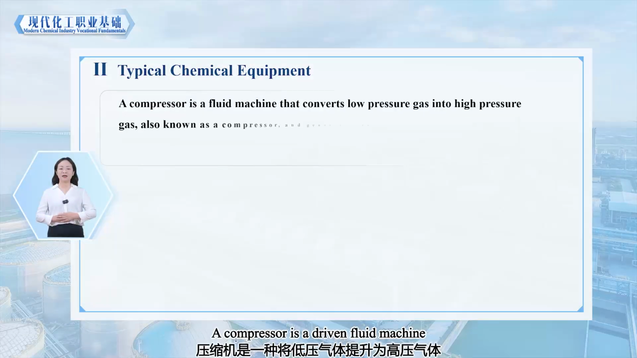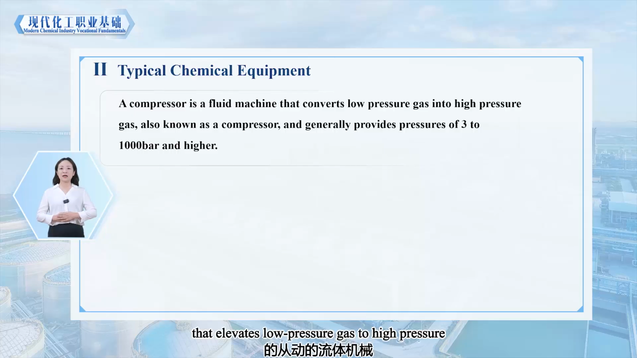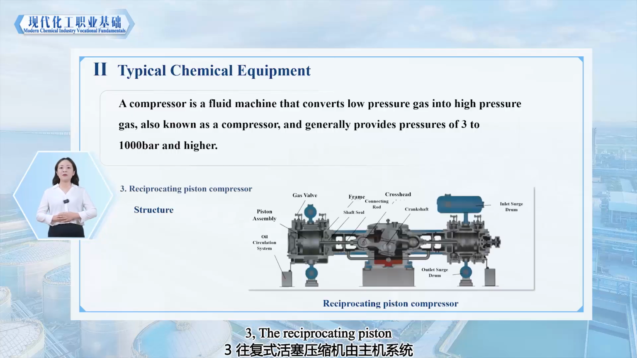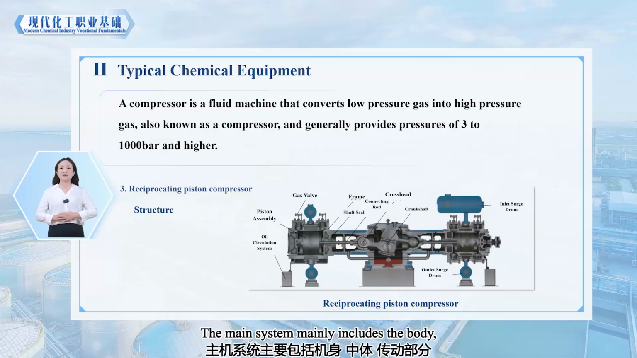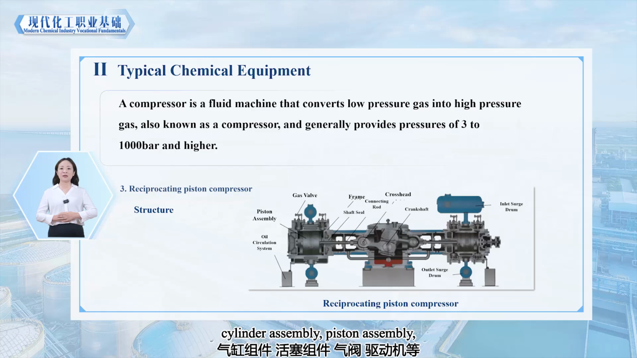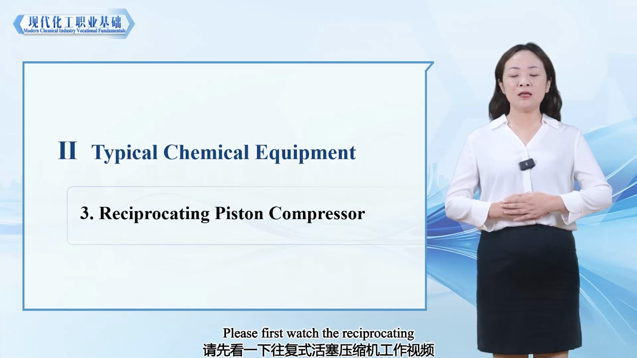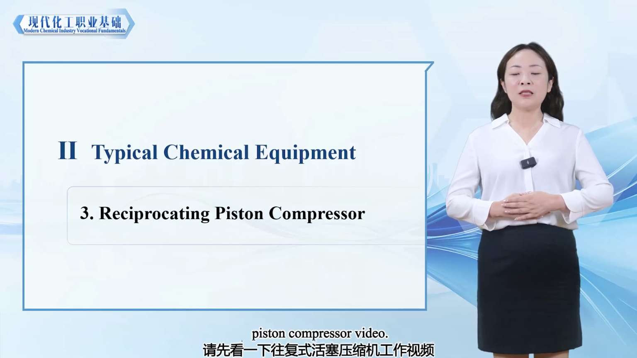A compressor is a driven fluid machine that elevates low-pressure gas to high pressure. The reciprocating piston compressor consists of two parts, the main system and the auxiliary system. The main system mainly includes the body, the intermediate part, the transmission component, cylinder assembly, piston assembly, gas valve, and a drive unit, etc. Please first watch the reciprocating piston compressor video.